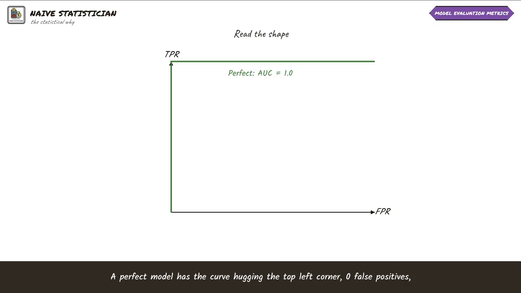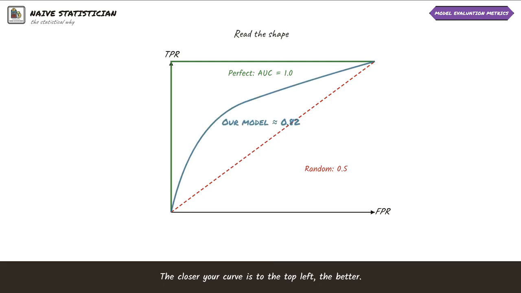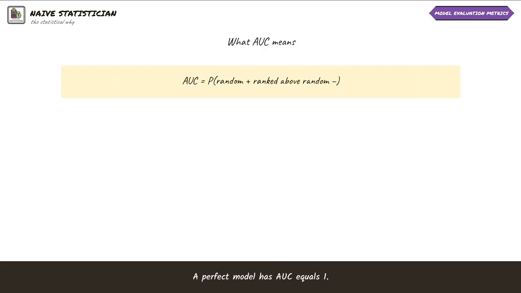A perfect model has the curve hugging the top left corner, 0 false positives, 100% recall. A random guess gives a diagonal line, same true positive rate as false positive rate. The closer your curve is to the top left, the better. AUC, area under the curve, summarizes the whole curve into a single number. A perfect model has AUC equals 1. A random model has AUC equals 0.5.